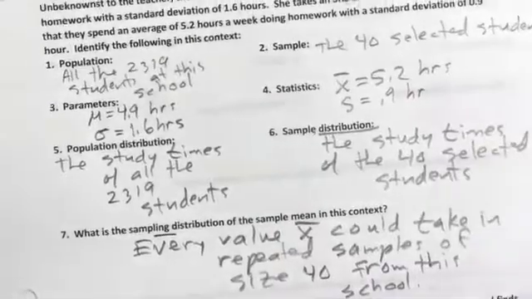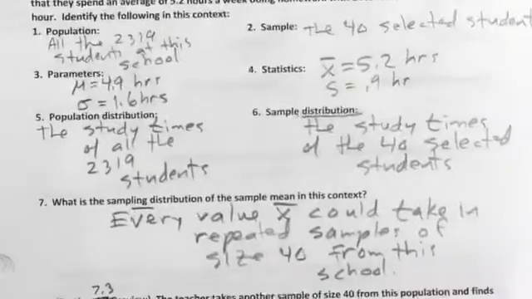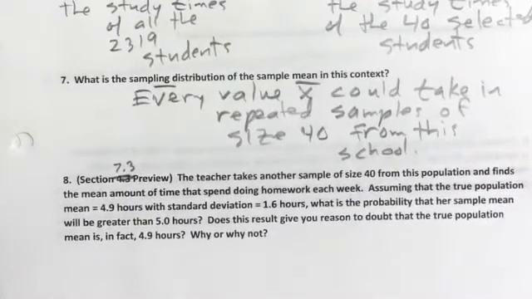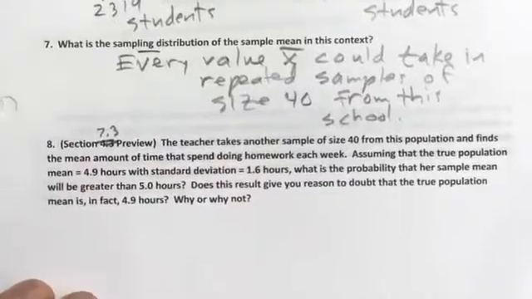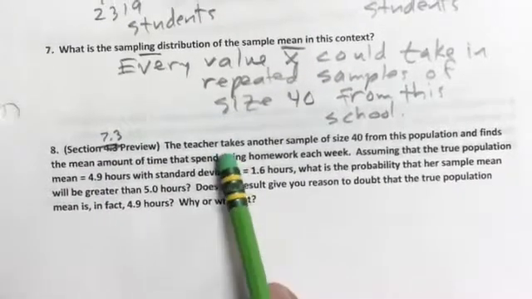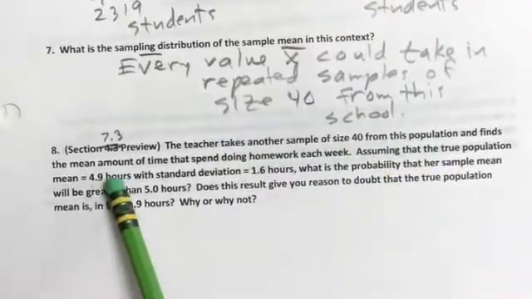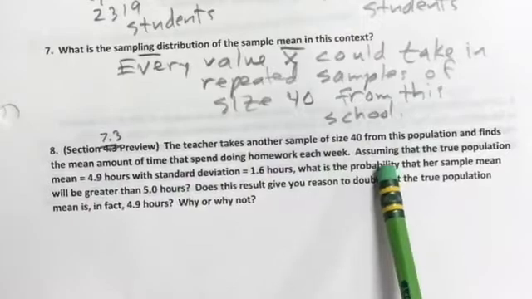Now, we've also got proportions that's a very similar sort of thing, so we need to talk about that. But first of all, I want to do a preview of what happens in chapter 7, section 3, and the sort of problem you can look forward to there. All right, so this one says the teacher above takes another sample of size 40 from this population and finds the mean amount of time they spend doing homework, okay? So it finds another X bar.